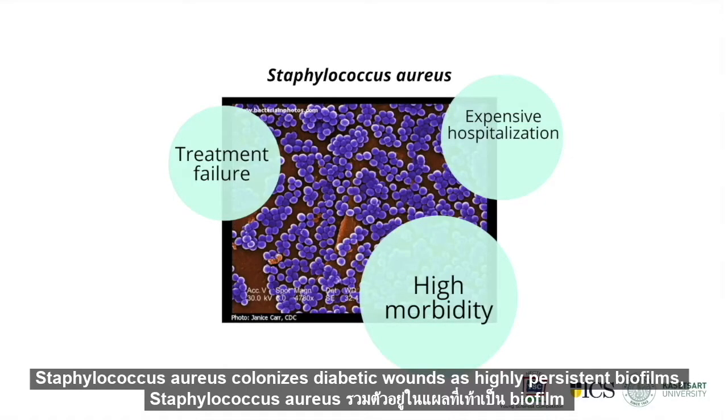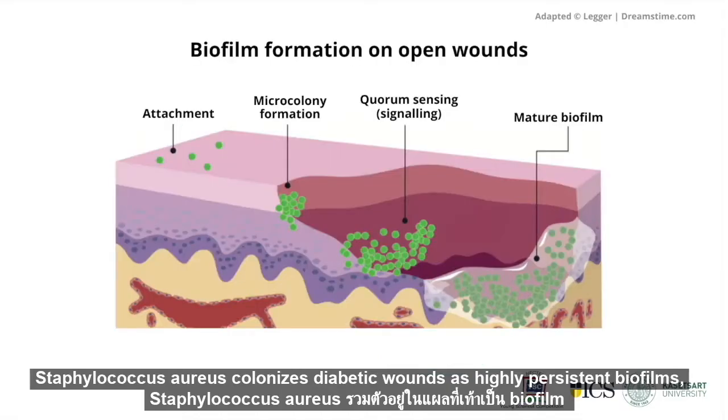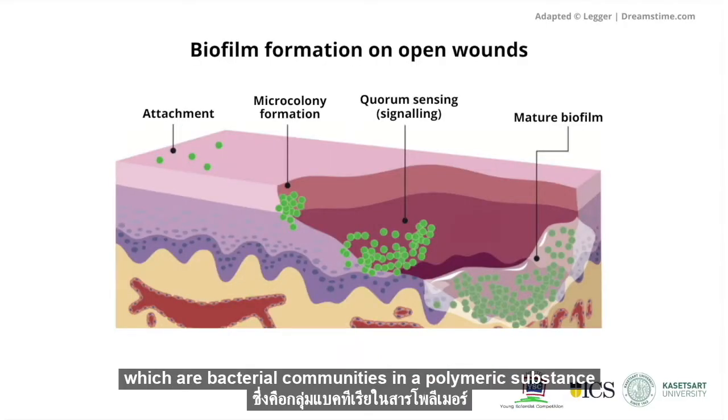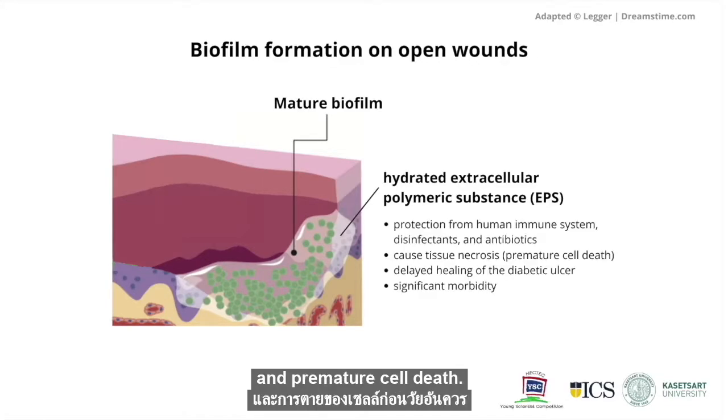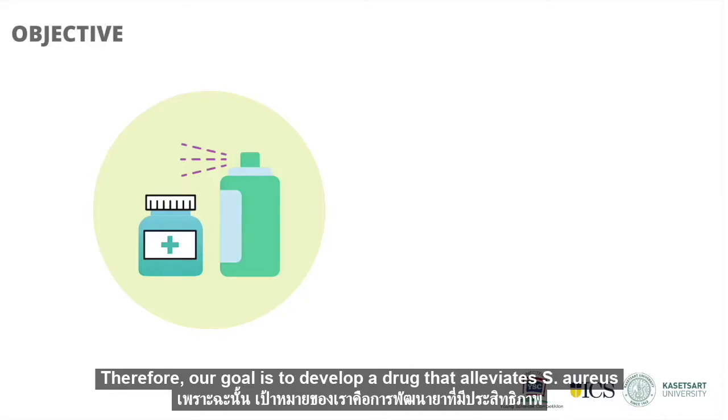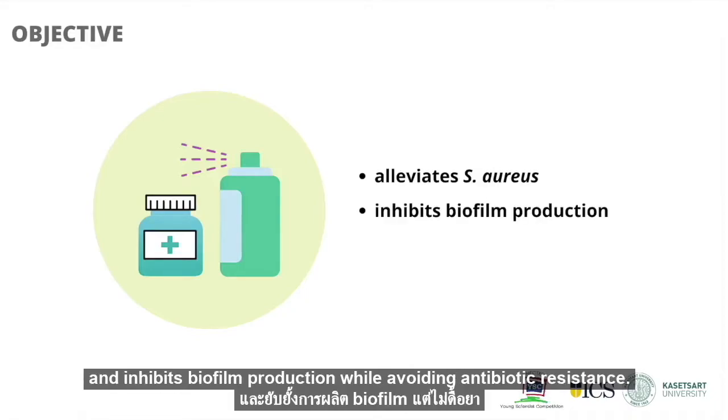Staphylococcus aureus colonizes diabetic wounds as highly persistent biofilms, which are bacterial communities in a polymeric substance that attach to the wound. These biofilms can cause delayed wound healing and premature cell death. Therefore, our goal is to develop a drug that alleviates S. aureus and inhibits biofilm production while avoiding antibiotic resistance.